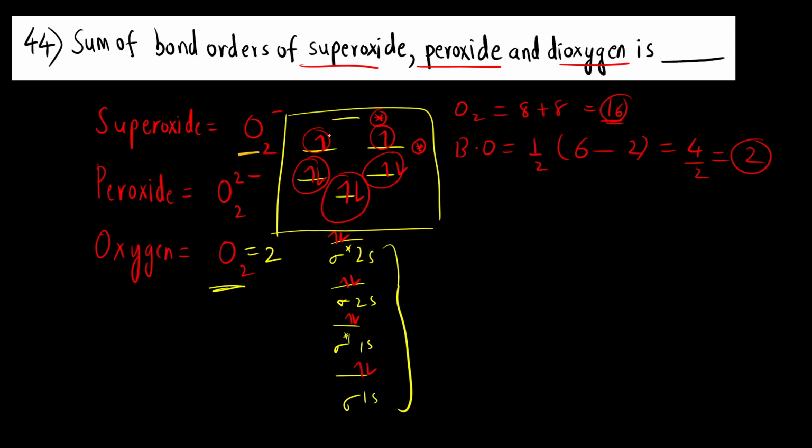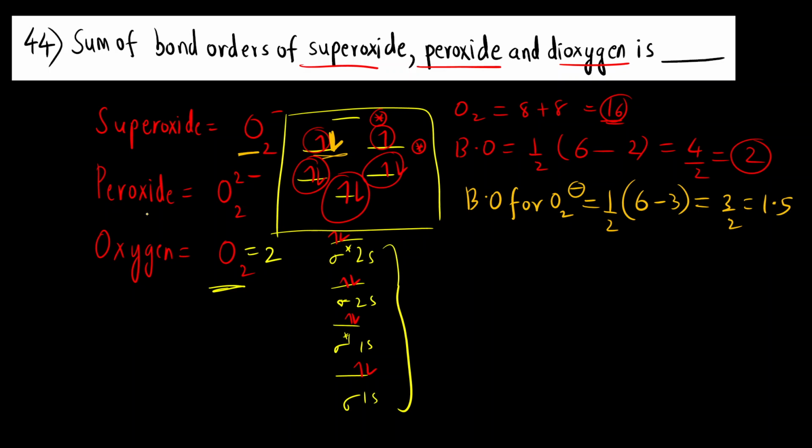O2 minus means we have to add 1 electron. 1 electron is added. So bond order for O2 minus will be half into bonding electrons, which are still the same, 6, minus anti-bonding, now there are 3. 6 minus 3, 3 divided by 2 is 1.5. So for superoxide, O2 minus, it is 1.5.